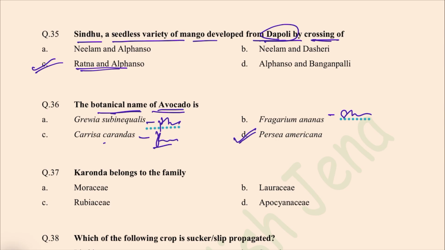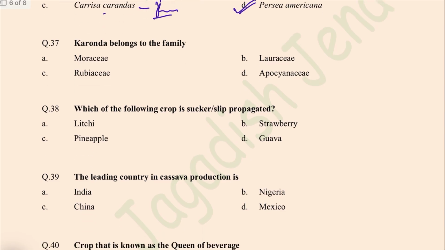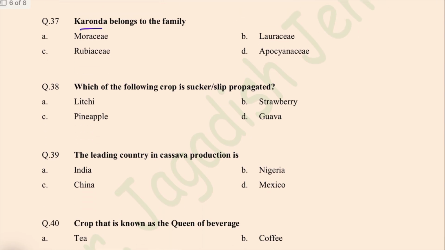Question from here: the botanical name of guava is Psidium guajava. Which family does the avocado belong to? That is Lauraceae family. Next question. Coronda belongs to family Apocynaceae. The scientific name we have already discussed, that is Carissa carandus.